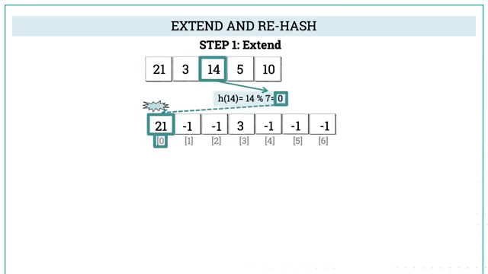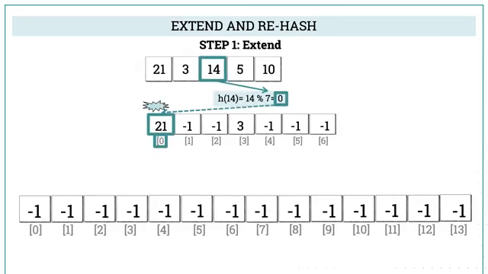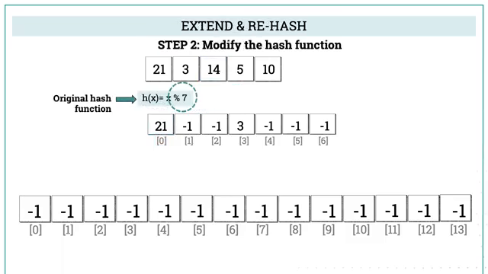Let's look again at the example where number 14 collided with number 21. First, we need to create a new hash table that is, for example, double the size of the original one as shown here. After we have done that, we can proceed to the second step. In the second step, we need to modify one part of the hash function.